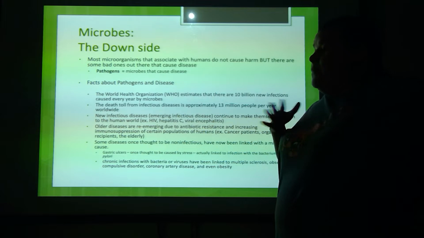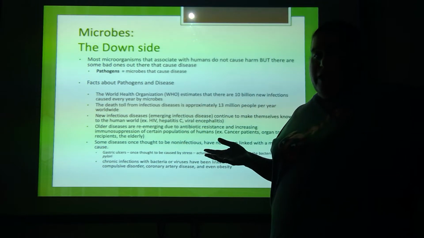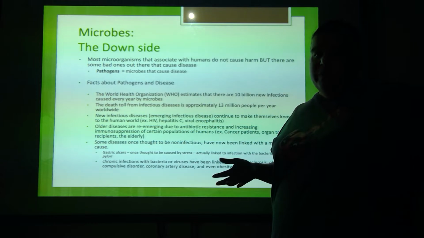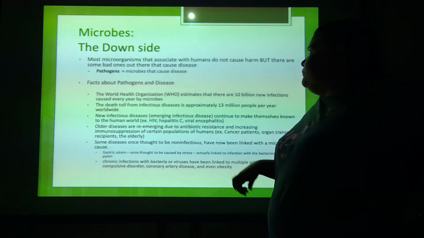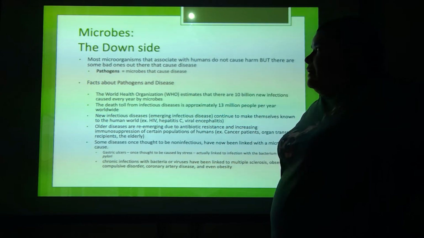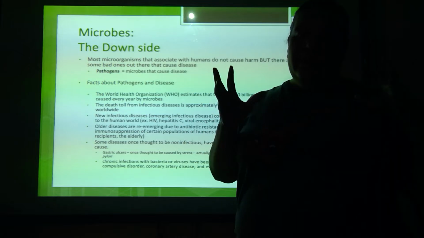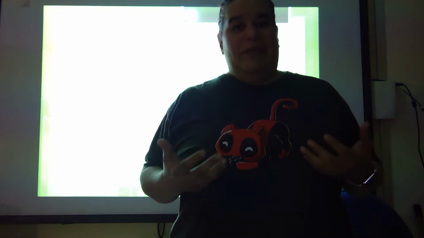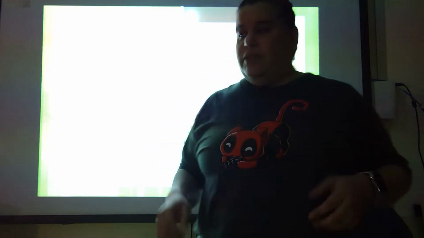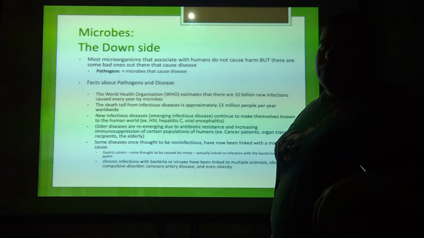So, most of the microorganisms that are around and the ones that interact with humans don't really hurt you in any way, shape, or form. But there are some bad ones out there that cause disease. Now, when a microbe causes a disease, we call it a pathogen. So when you hear something is pathogenic, it means that it's infectious. It will cause a disease in humans.